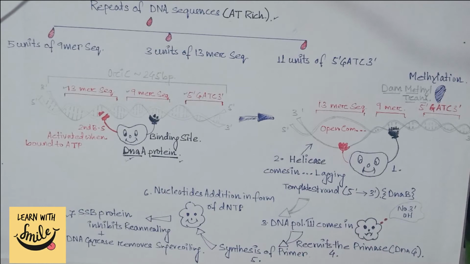Now with the replication process moving forward, two events happen. One, there is a tendency for re-annealing of the previously melted DNA. For that, there is another protein known as SSB protein, which helps inhibit the re-annealing. And the second event is that, because of the forward movement of the replication fork, supercoiling is developed, and in order to remove that supercoiling, there is another enzyme, topoisomerase, which is DNA gyrase in case of prokaryotes, that comes in and helps remove the supercoiling.